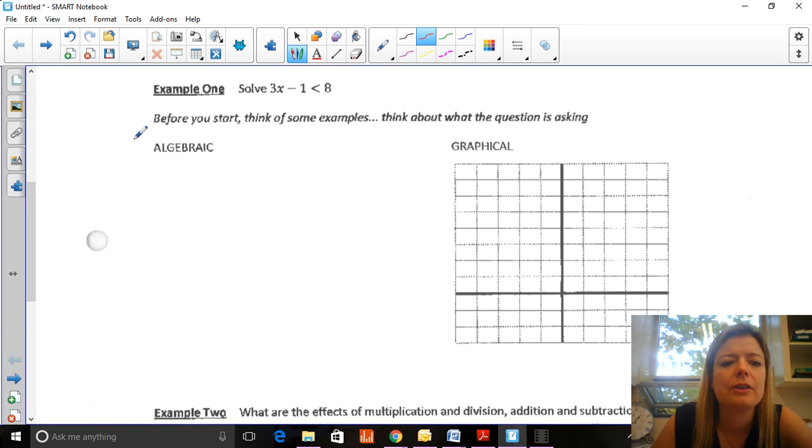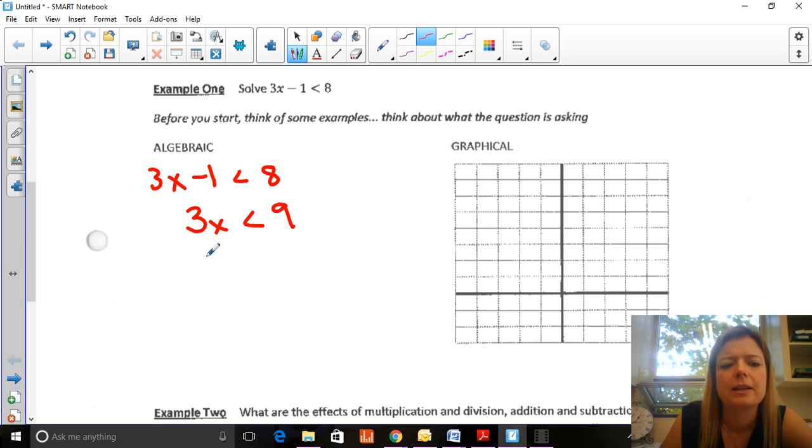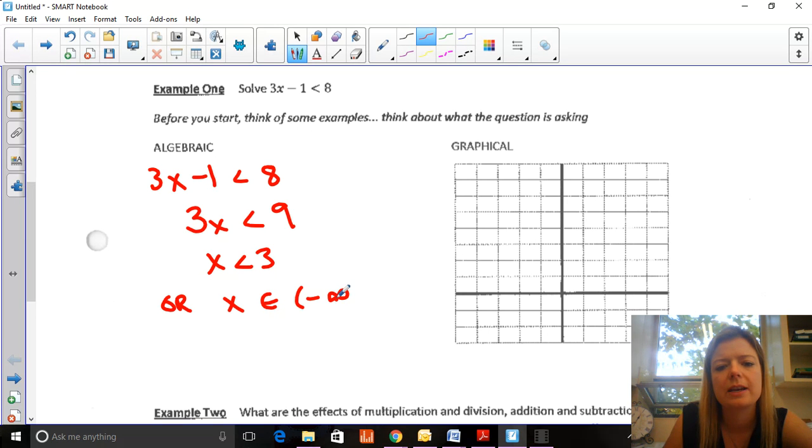So we can think about this algebraically or graphically. Okay, algebraically, you just set up your inequality, and you can actually treat the inequality like an equal sign. So you get that 3x is less than 9 by moving the 1 over, divide both sides by 3, and get that x is less than 3. So that means that all x values less than 3 will satisfy this inequality. Okay, you could also write it as x is in the set of all numbers from negative infinity up to 3, but not including 3, because our original question didn't have inclusion.